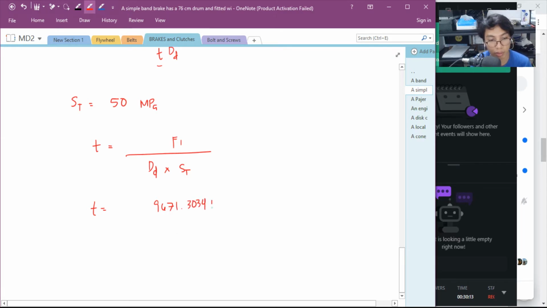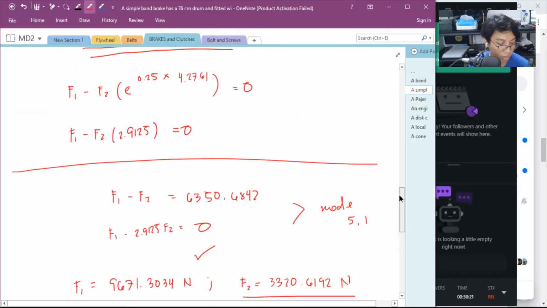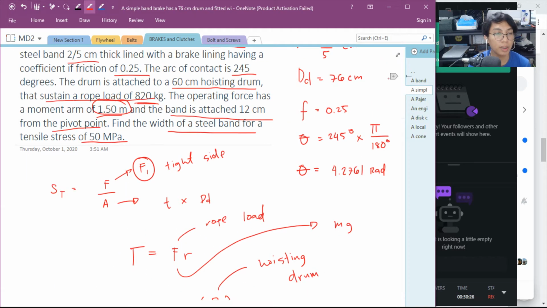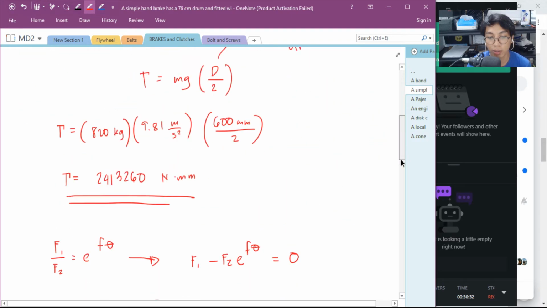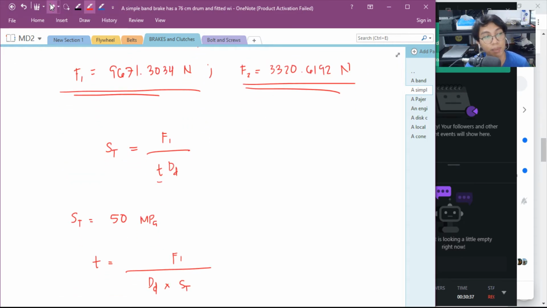0.3034 newtons divided by D. That is BT. BT pala, BT hindi DD. Pala, BT. B and T. BT. Yun. Mali ako ng BT. Width and thickness. Ayun. Sa band break. Ito ang hinahanap natin. Si B. Hindi si T.